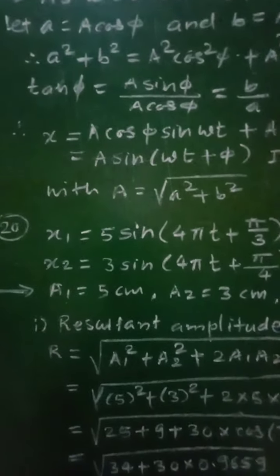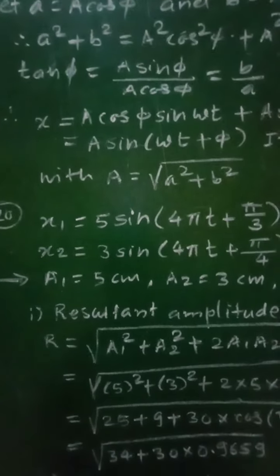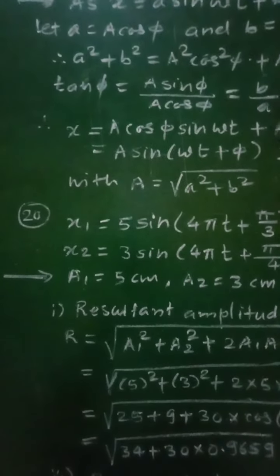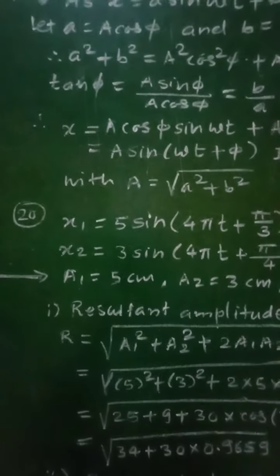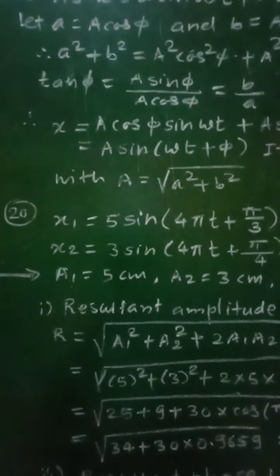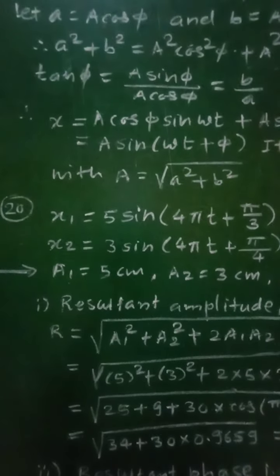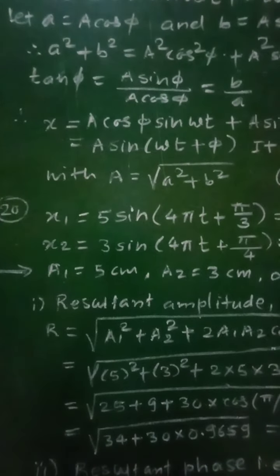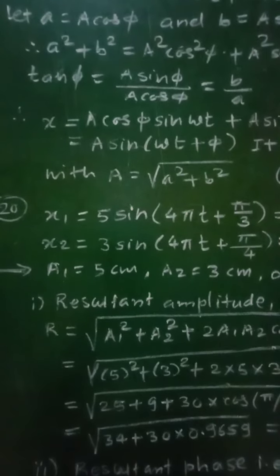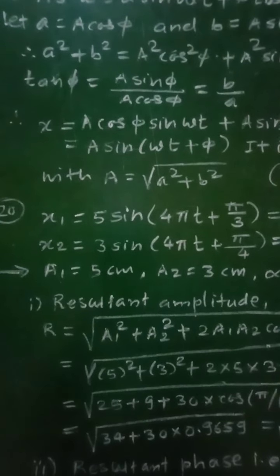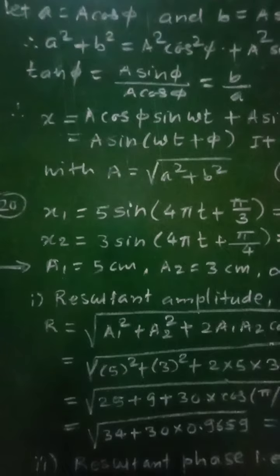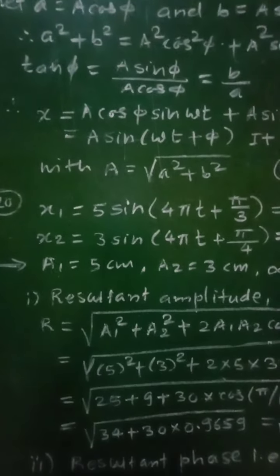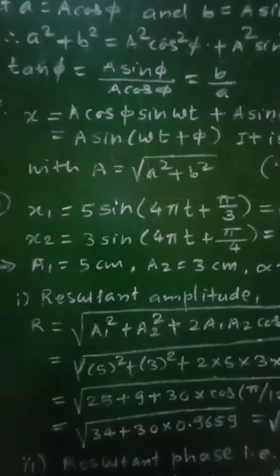And now we will go for numerical number 20, which is given as: two parallel SHMs represented by x1 = 5 sin(4πt + π/3) and x2 = 3 sin(4πt + π/4) centimeter are superimposed on a particle. Determine the amplitude and epoch, that is, the resultant phase of the resultant SHM.